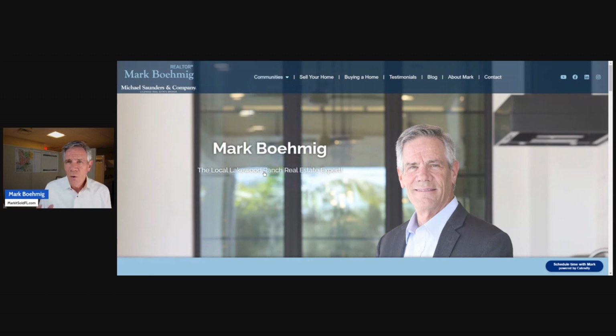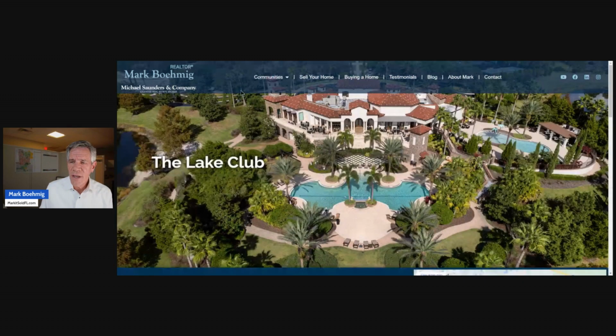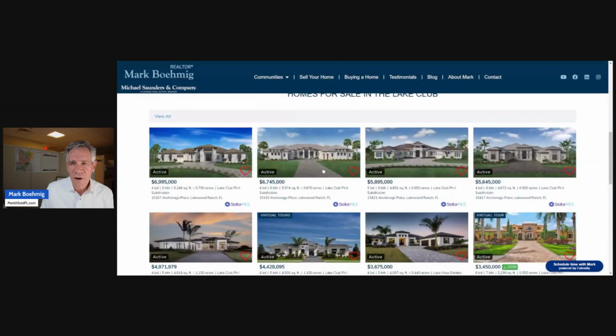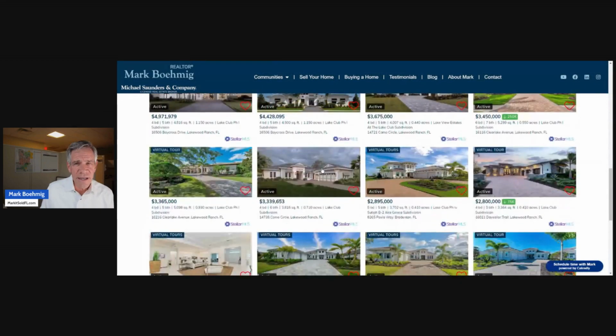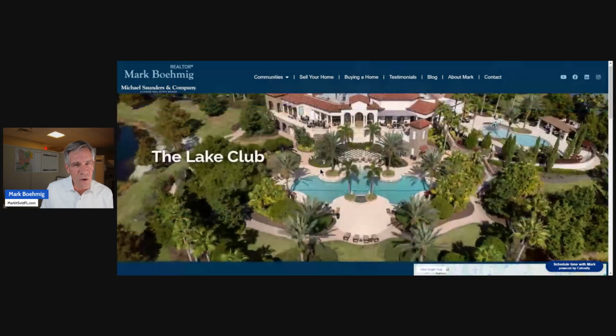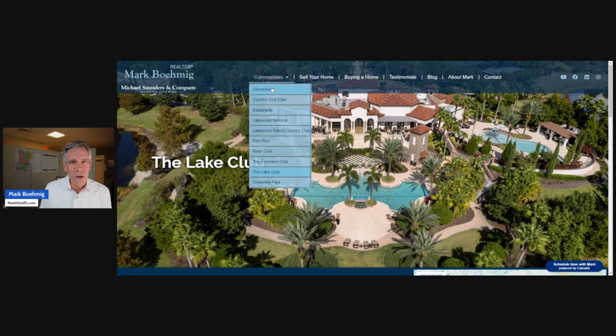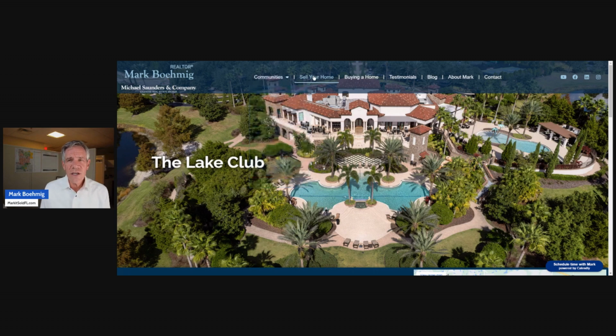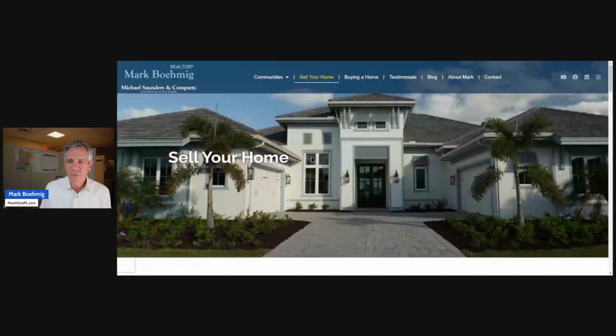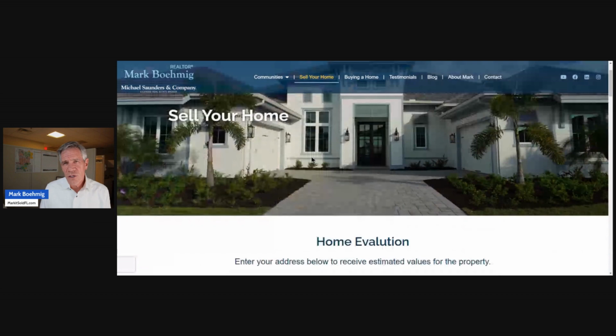If you wanted to look at something in Lake Club, you can just click on that Lake Club tab and see all of the homes that are actually for sale in Lake Club at this time. This is directly tied to the MLS, so it's constantly being updated. Any of these communities are available for you to take a look at. And if you're thinking about listing your home, we have a good page here for getting a home evaluation to get it started.